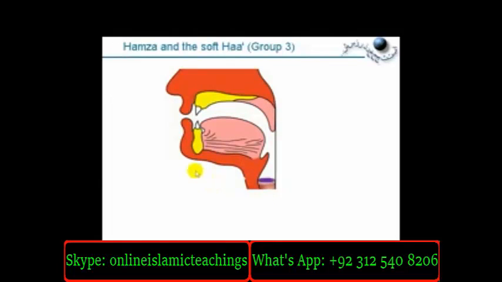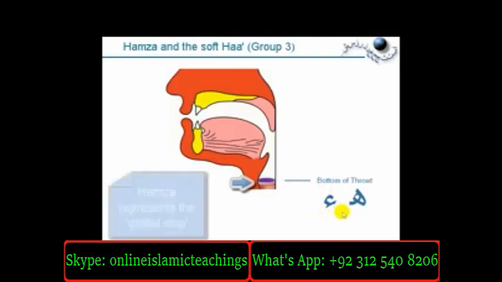The next group of letters are all the throat letters. So we'll start with two letters which originate right at the bottom of the throat. The letters are Hamza and the soft Ha. Now Hamza in Arabic represents what we call the glottal stop. In English you have no letter to represent the glottal stop.